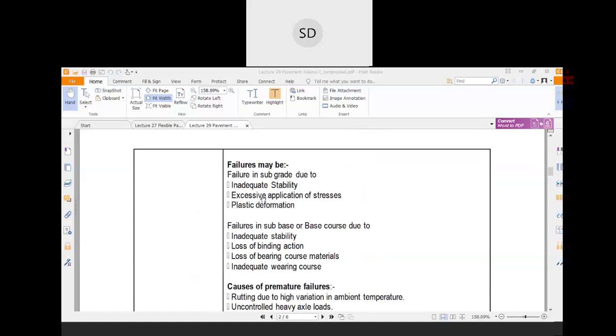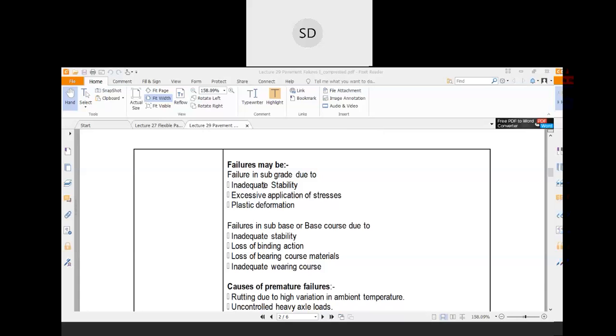Now there are different types of failures and these failures may be due to the subgrade. Why does the subgrade fail? Due to the inadequate stability of the subgrade, excessive application of stress, and plastic deformation. So basically there are two types of deformation. One is elastic deformation. Elastic deformation is that type of deformation which can revert back. After application of the load, some deformation will be there, but when you remove the loading condition, in that case it goes back to its original position. That is your elastic deformation.